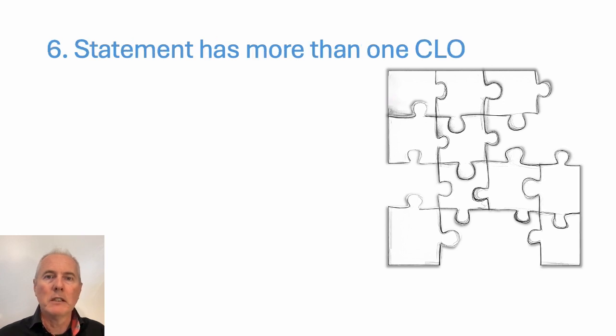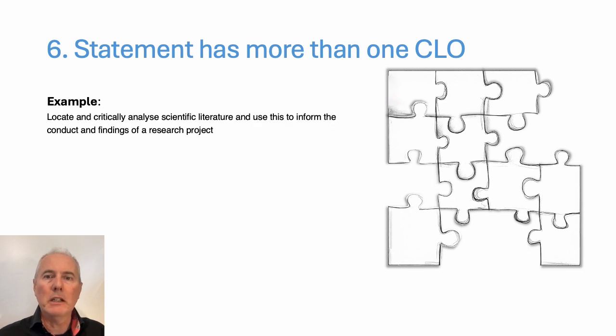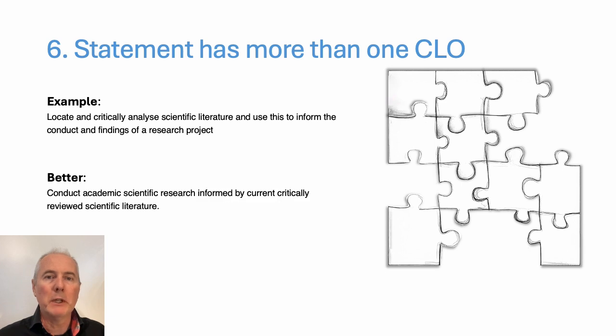Number 6, the statement has more than one CLO. An example, locate and critically analyze scientific literature and use this to inform the conduct and findings of a research project. Here the telltale is the word and. For this CLO trap, when multiple outcomes are packed into one statement, then there's a lack of clarity for the student. It opens the course design up to scope creep. Either rephrase or break it into separate CLOs. A better example would be conduct academic scientific research informed by currently critically reviewed scientific literature.